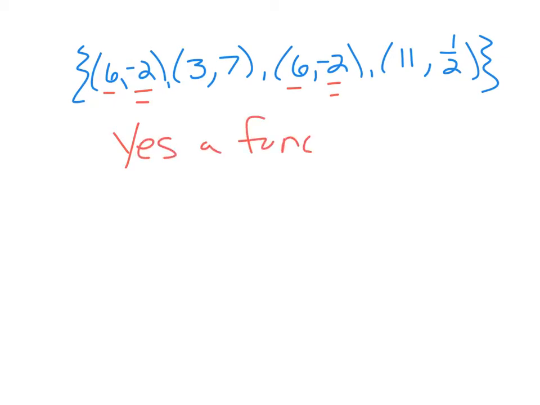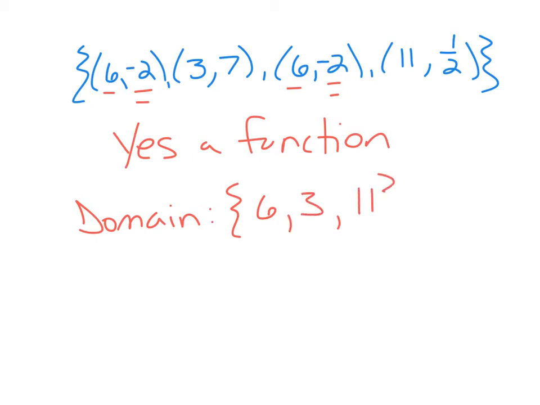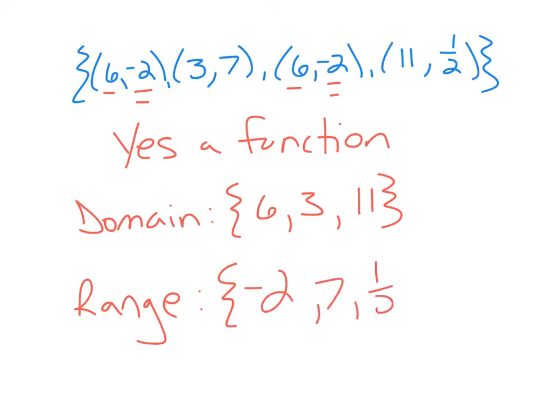And so now we can talk about what are the domain and range. So the domain is just the inputs, or in this case, the x values of our relation. So we don't have to put them in order, or at least I don't care if you put them in order or not. And you don't have to double count them if you don't want. So we're just looking at 6, 3, and 11 as our domain. And our range is our outputs, or our y values, and that's going to be -2, 7, and 1/2.